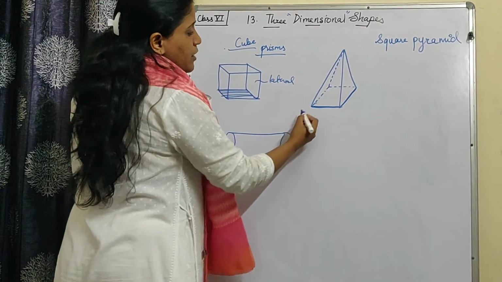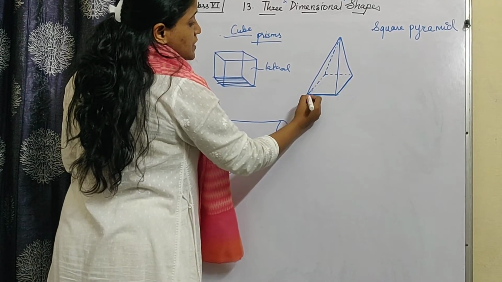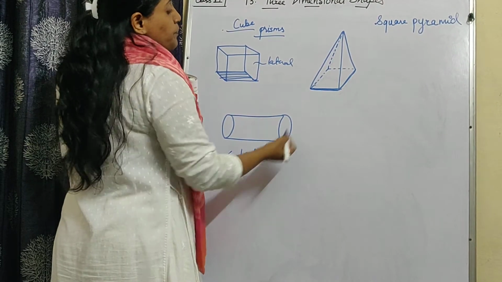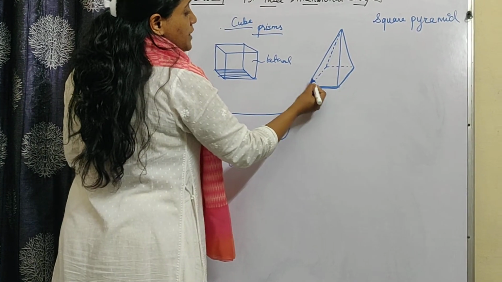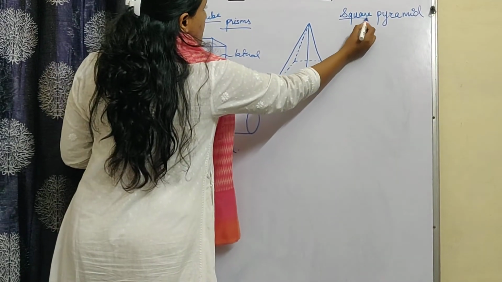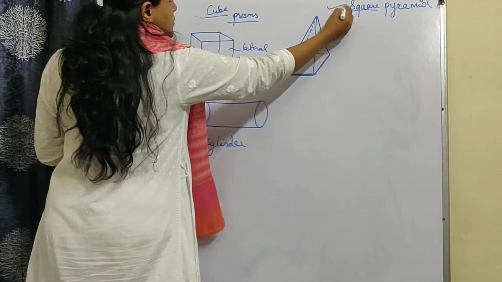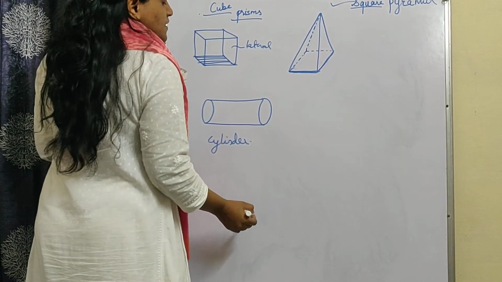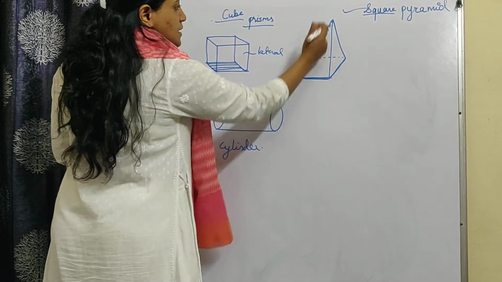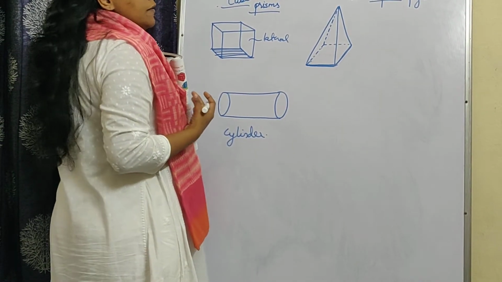Now if you see the square pyramid, in case of pyramids the base can be square, triangle, pentagon and so on, and hence your pyramid will be named according to that. See here the base is a square, so the pyramid is a square pyramid. If the base is a triangle, the pyramid will be a triangular pyramid. The sides of a pyramid will always be triangles.